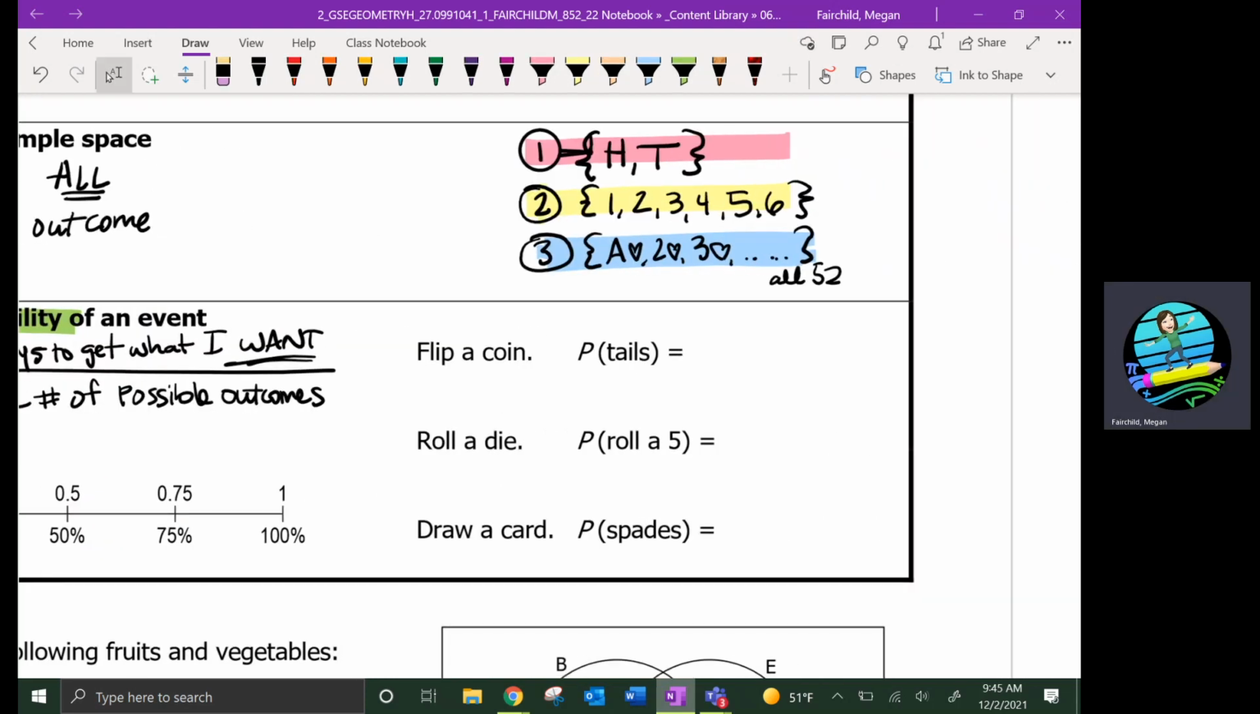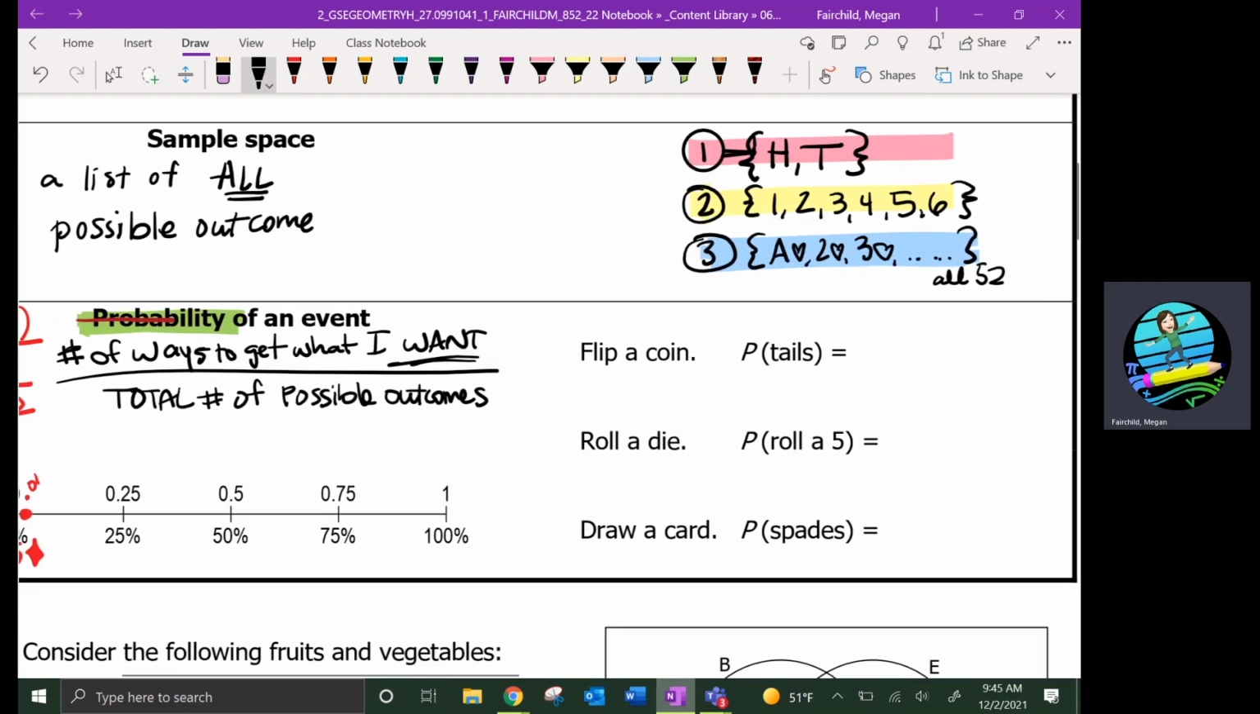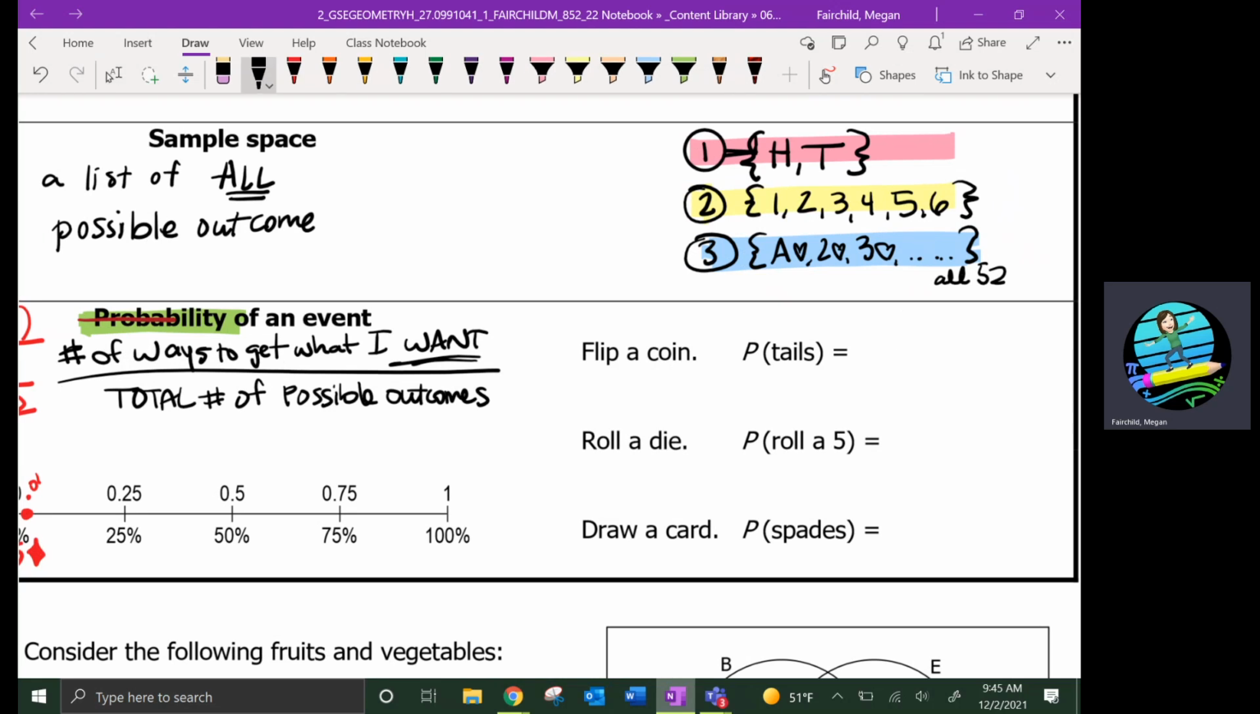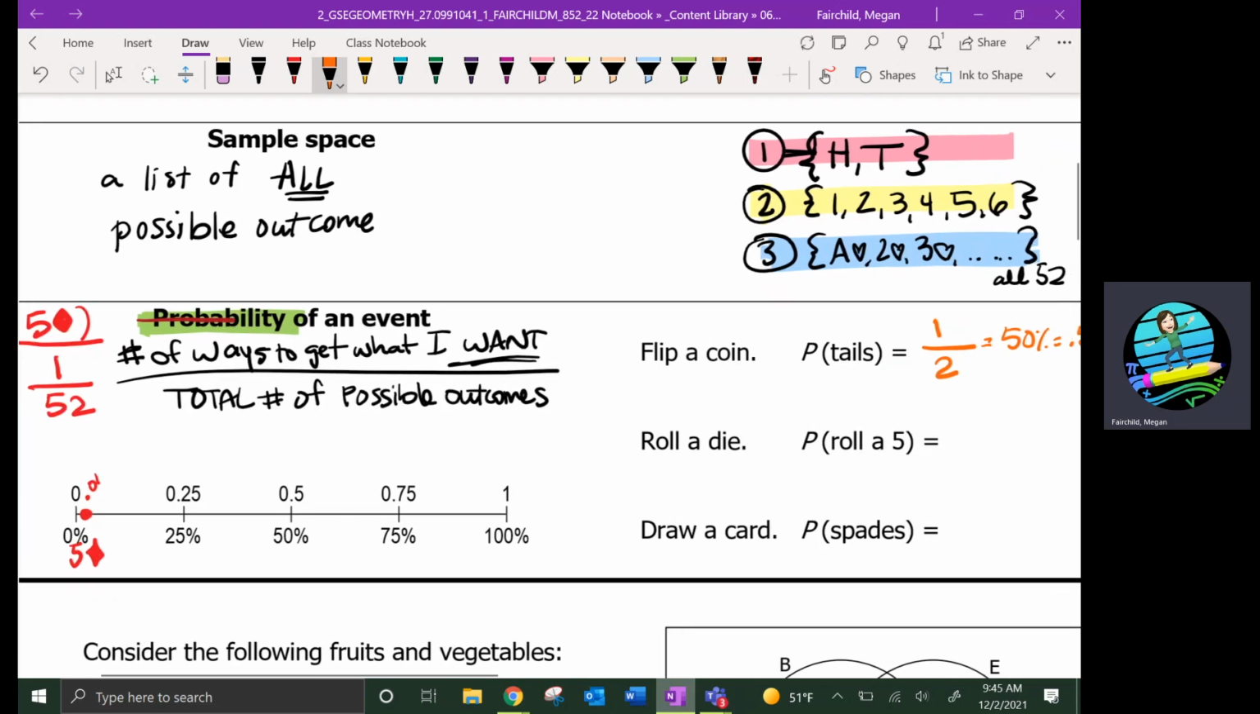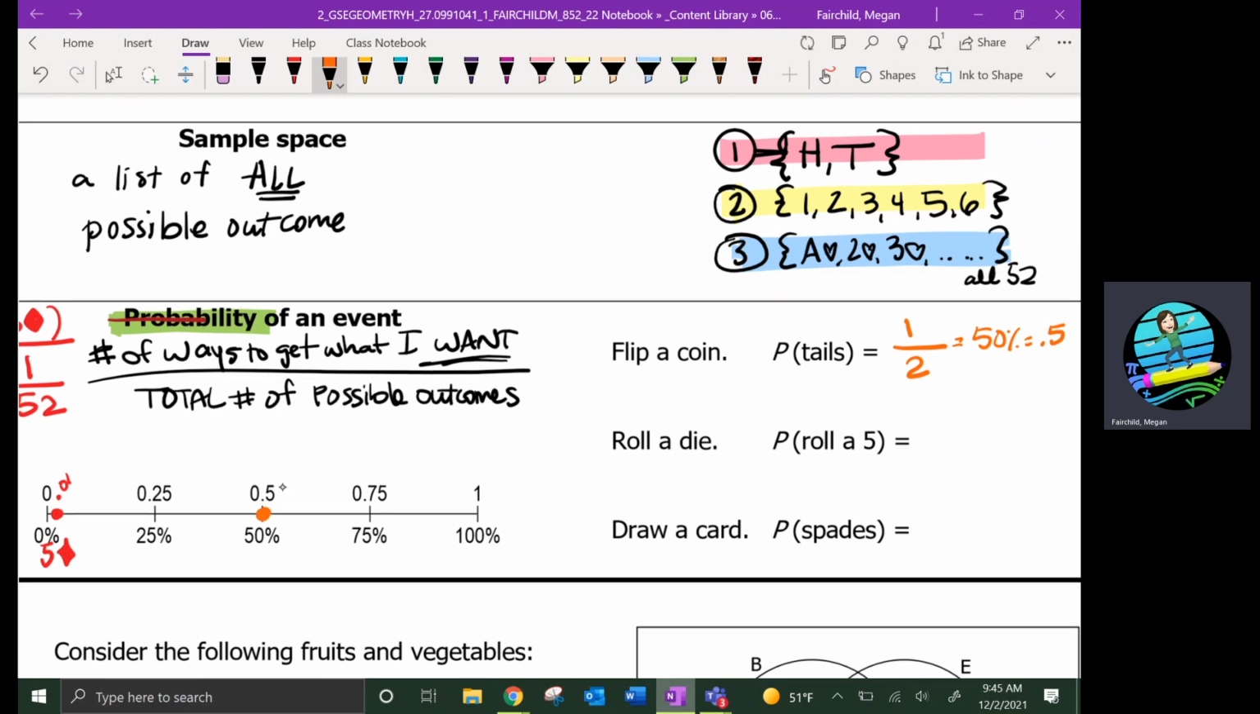All right, let's look at these other options. Flipping a coin, the probability of tails. Davis, you're up. How do we use our formula here? What's the probability of tails when I flip a coin? 50%. Okay, give me a fraction. How many total outcomes are there? 2. So that's my denominator. And how many ways can I get tails? 1. So 1/2, or like he said, 50%, or 0.5, those all mean the same thing. So on this chart here, 50% would be right in the middle. That would be my chance of getting tails.